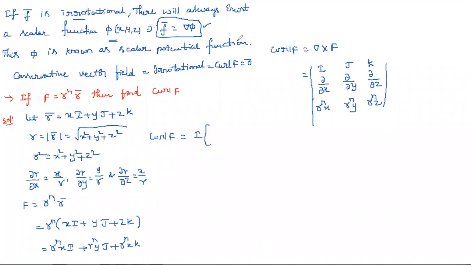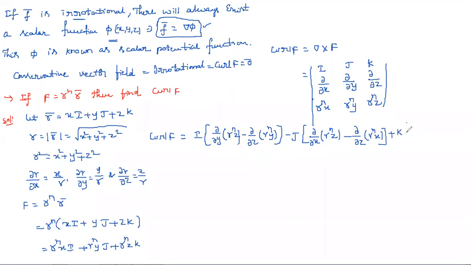So this is simply what we can write: ∂/∂y of r^n z minus ∂/∂z of r^n y, and next minus j into ∂/∂x of r^n z minus ∂/∂z of r^n x, plus k into ∂/∂x of r^n y minus ∂/∂y of r^n x.